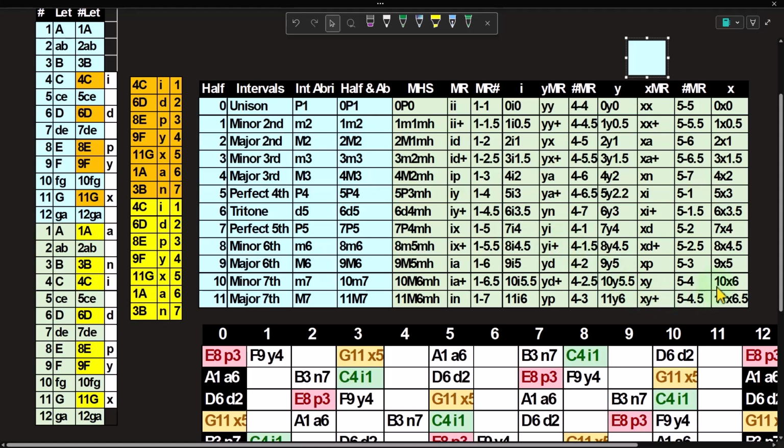All right, so if we go 10 notes up from Mixolydian, we go 1, 2, 3, 4, 5, 6, 7, 8, 9, 10.